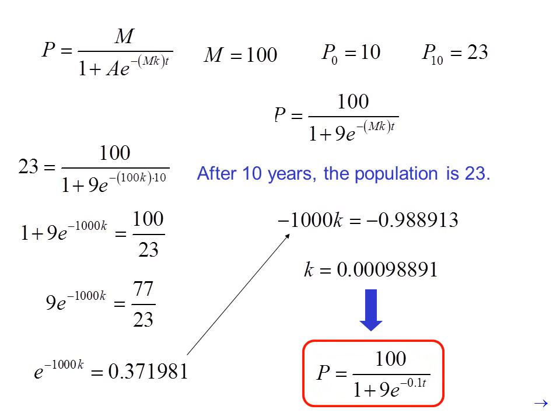Our equation then is P equals 100 over 1 plus 9e to the negative 0.1t. And we got this 0.1 by multiplying 100 times k and rounding to one significant digit.